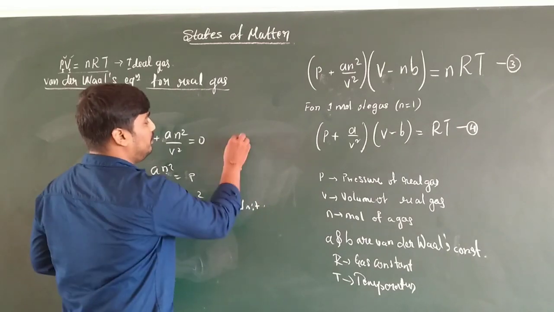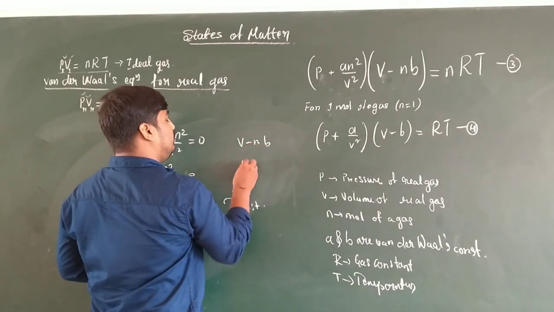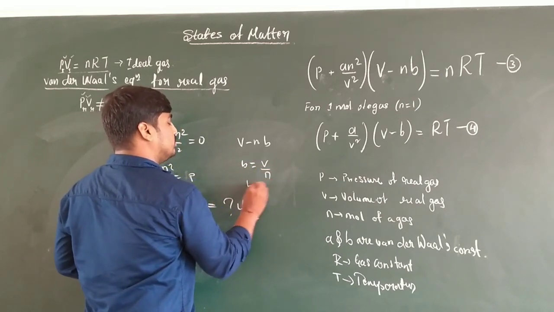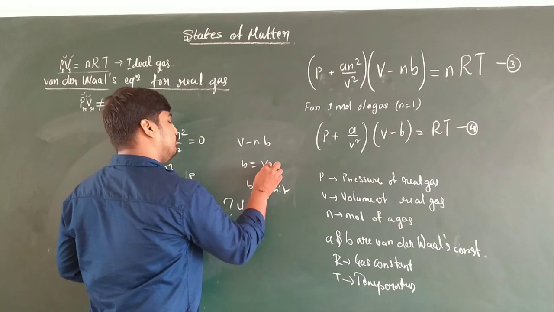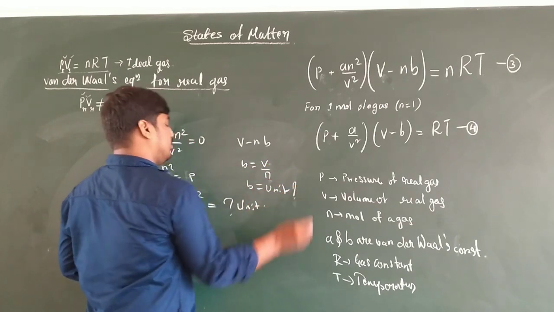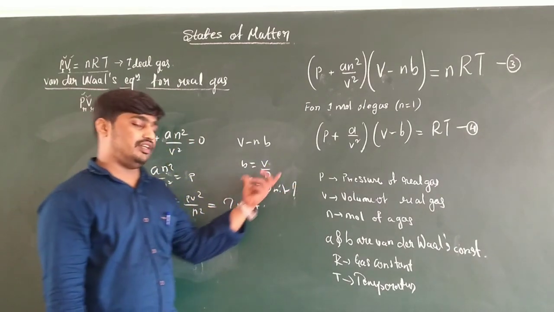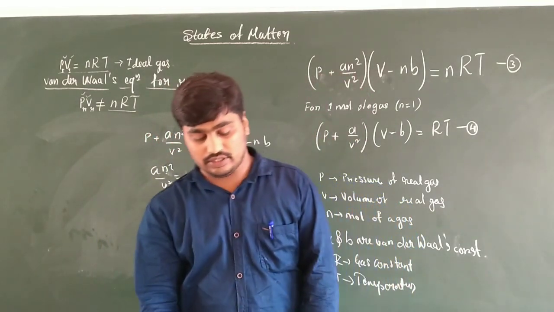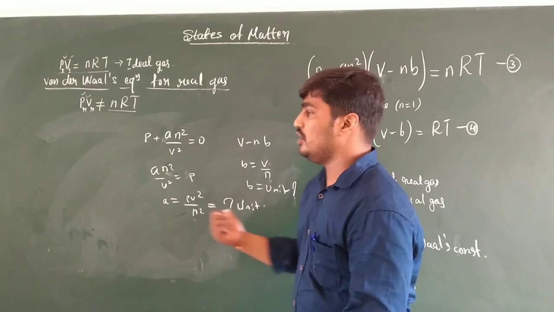Similarly for b, from V minus nb, b is equal to V by n. What are the units of V and n? Please work on it and give the units. It is left to you. This is work for you. Consider it as homework.